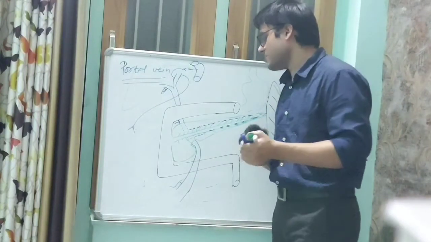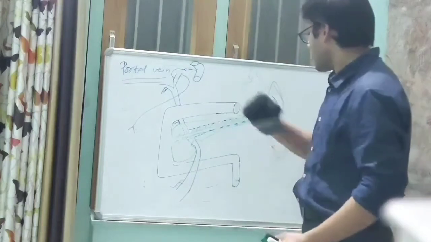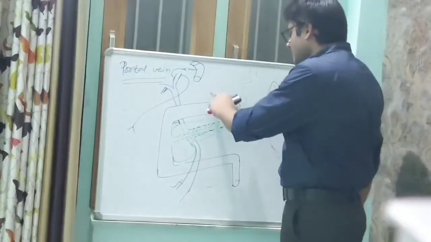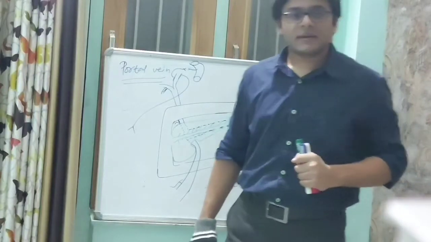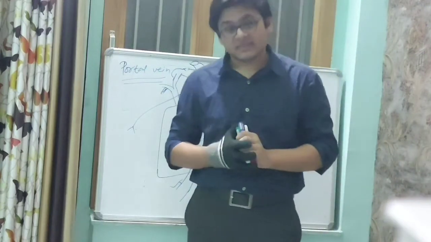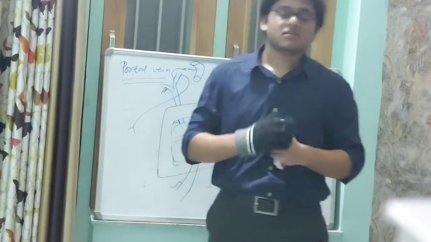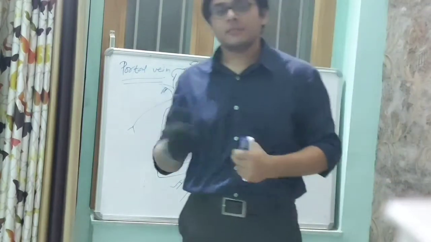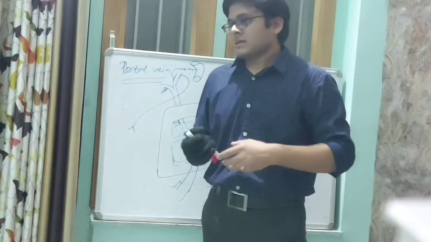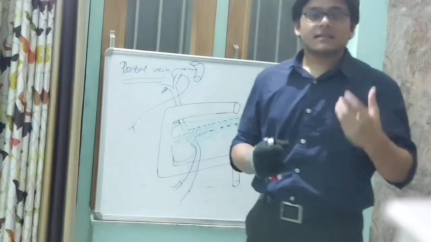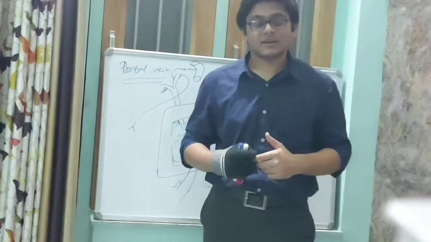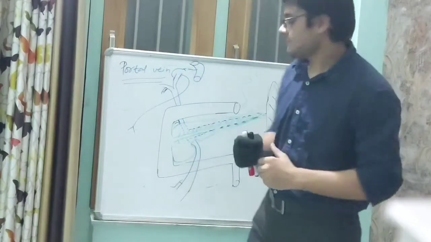Origin, course, termination, tributaries. We have talked about the relation. And what else? Clinical. Okay. The clinical anatomy is portal hypertension, and portal hypertension can be classified as pre-sinusoidal, sinusoidal, and post-sinusoidal portal hypertension. Now, what does the word portal hypertension mean? Any hypertensive situation in which portal vein is involved is termed as the portal hypertension.